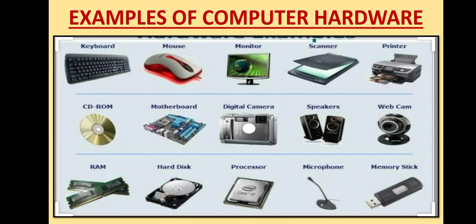Examples of computer hardware. As I said, all the physical parts of a computer are referred to as computer hardware. So keyboard, mouse, monitor, scanner, printer, and all such devices are called computer hardware.